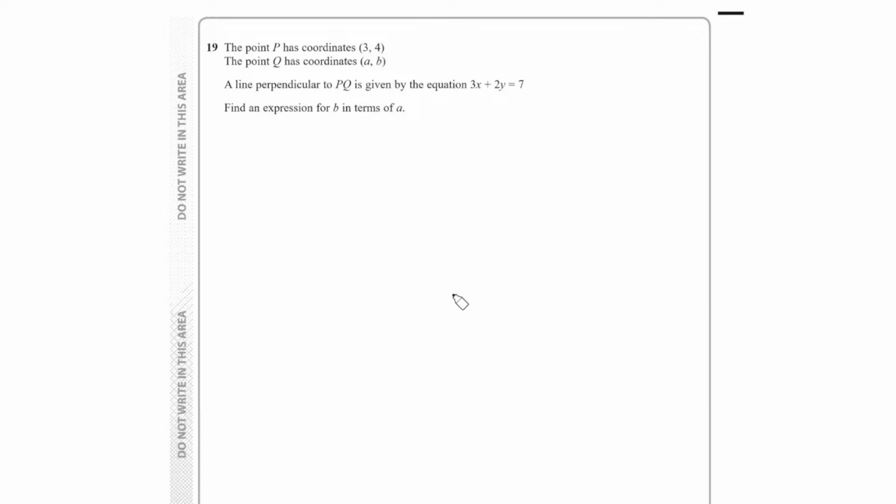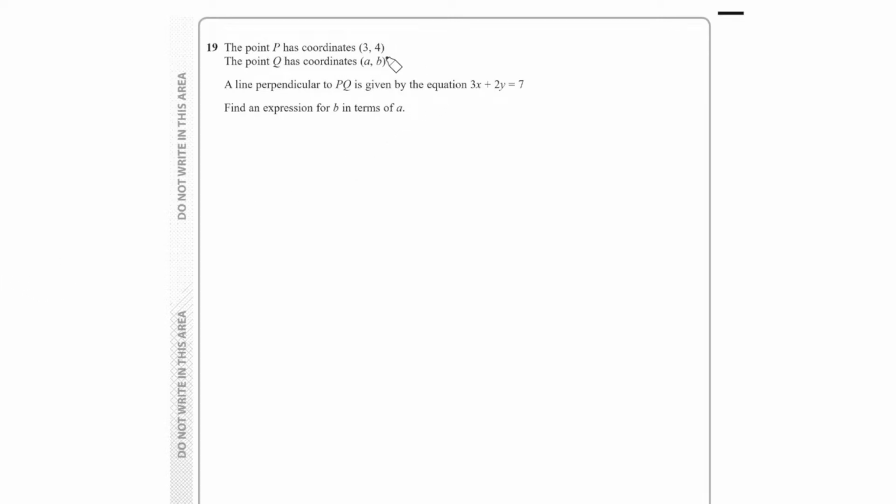Okay, question 19. I feel like straight line graphs, maybe perpendicular lines, come up a lot, whether it's at the end of the paper like this one or at the start of the paper. Obviously that changes, but this seems to be quite common, some kind of straight line graph situation.